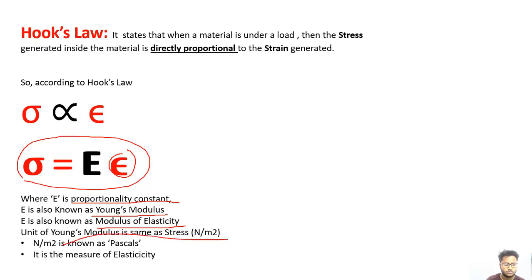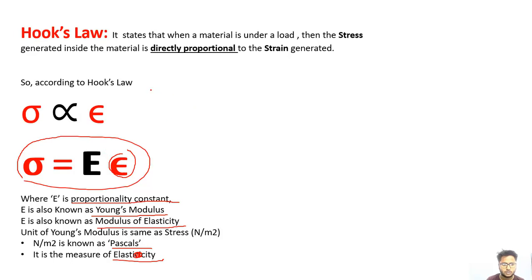Newton per meter square is also known as Pascal, as we have already seen in this subject, like in IC engine. It is the measure of elasticity. What is the meaning of measure of elasticity? It means if the value of Young's modulus of a material is more than that of another material, we can say that material is more elastic.